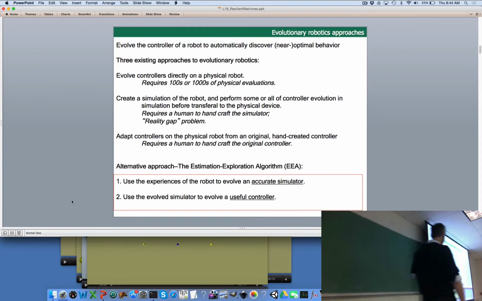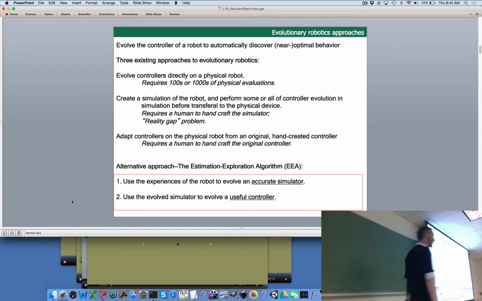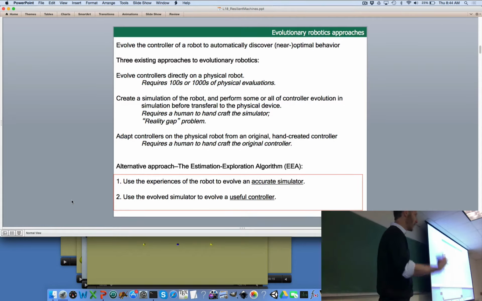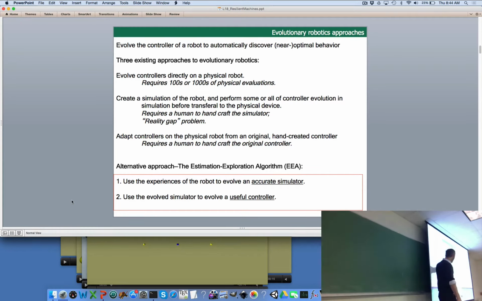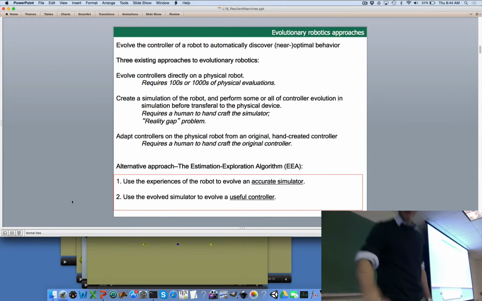So in the Resilient Machines project, which when you read the reading for today, it's technically called the estimation exploration algorithm. And I'll talk later about what I mean by estimation and exploration. This is a 4th approach now where we're going to evolve the simulator itself. And the fitness of a simulator is how well it allows things to be transferred from simulation to reality. Then take your evolved simulator and use that evolved simulator within which you evolve controllers for the robot. Okay. That's the 4th approach that we're going to talk about today.